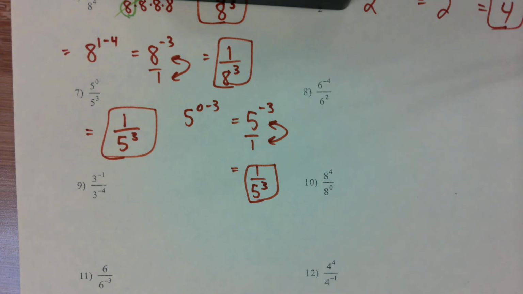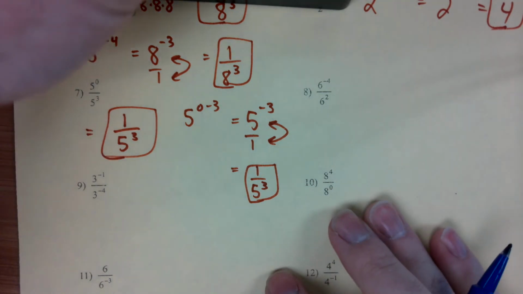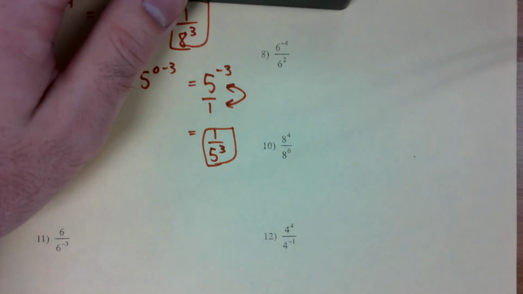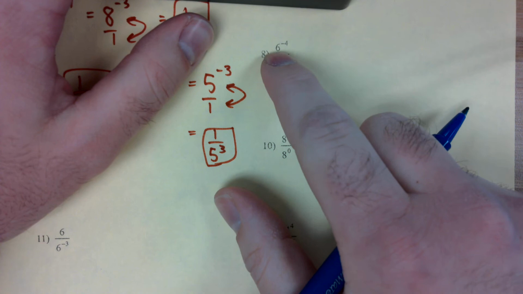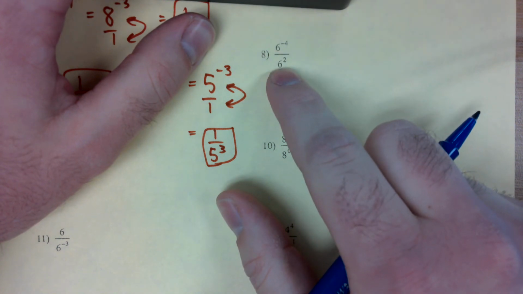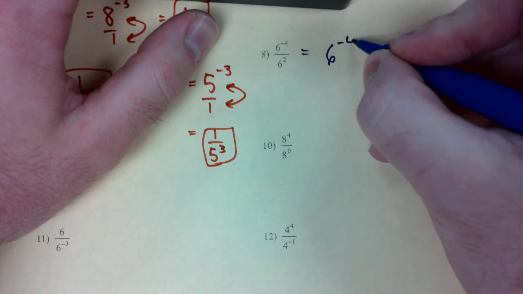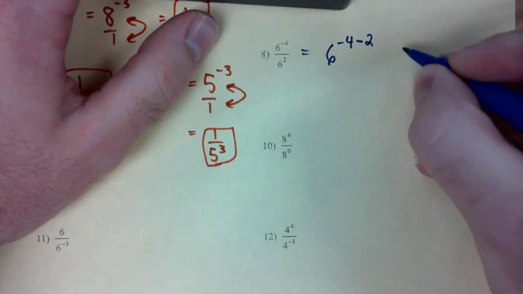Now this is where things started to get a little bit dicey because we're throwing in the negative numbers and people were getting confused. So definitely make sure you're paying attention to this section. 6 to the negative 4 on top, 6 squared on bottom. If we're going to use our quotient rule, we'll do negative 4 minus 2.